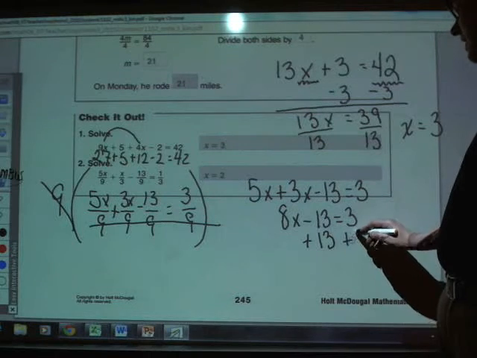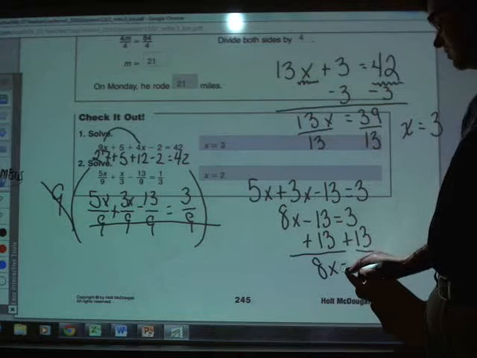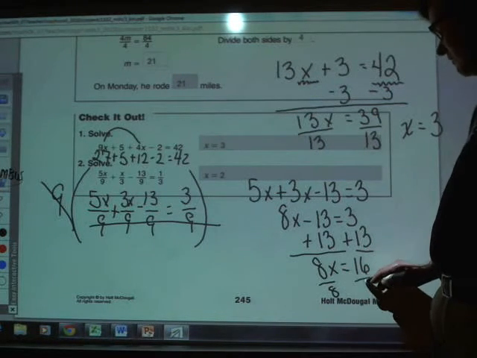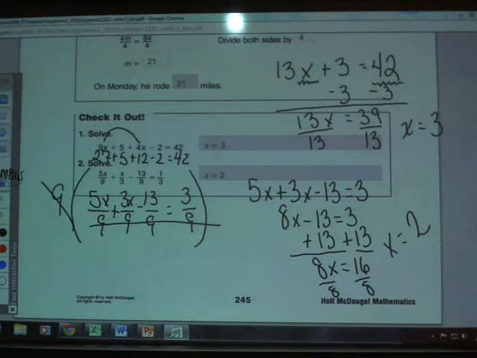It's going to give me 8x equals 16, and all of a sudden this should be looking a lot nicer to you because now it's a multiplication equation. To solve with division, by dividing by 8, 16 divided by 8 gives me 2. So x must equal 2.